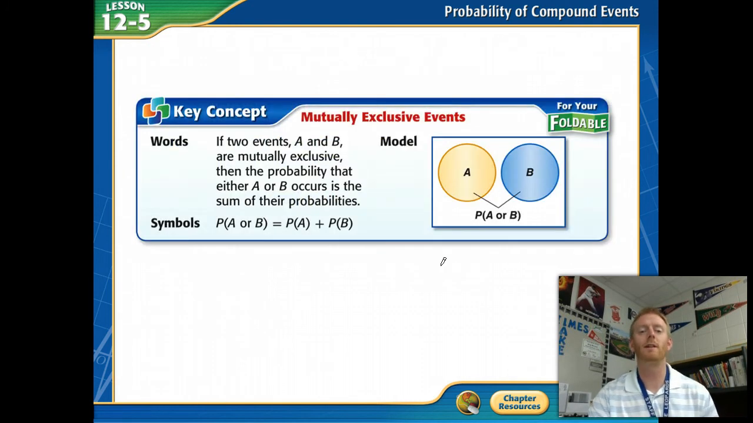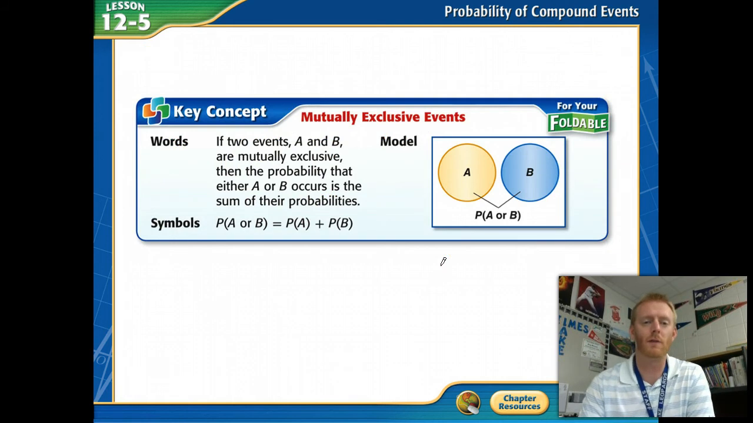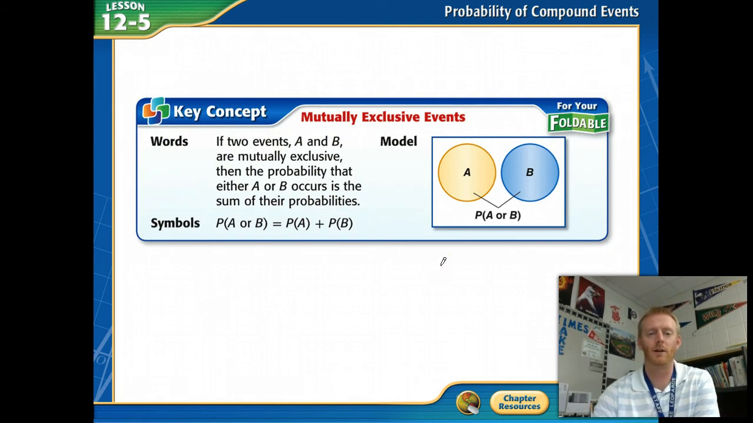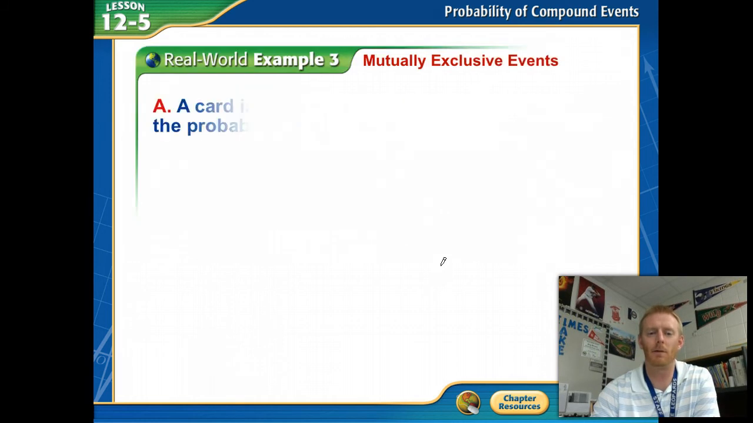All right, mutually exclusive events are if there are two events that are exclusive to each other, then the probability of them, A or B, occurs is the sum of their probabilities. So we're going to add their probabilities together. So the probability of A happening plus the probability of B happening.